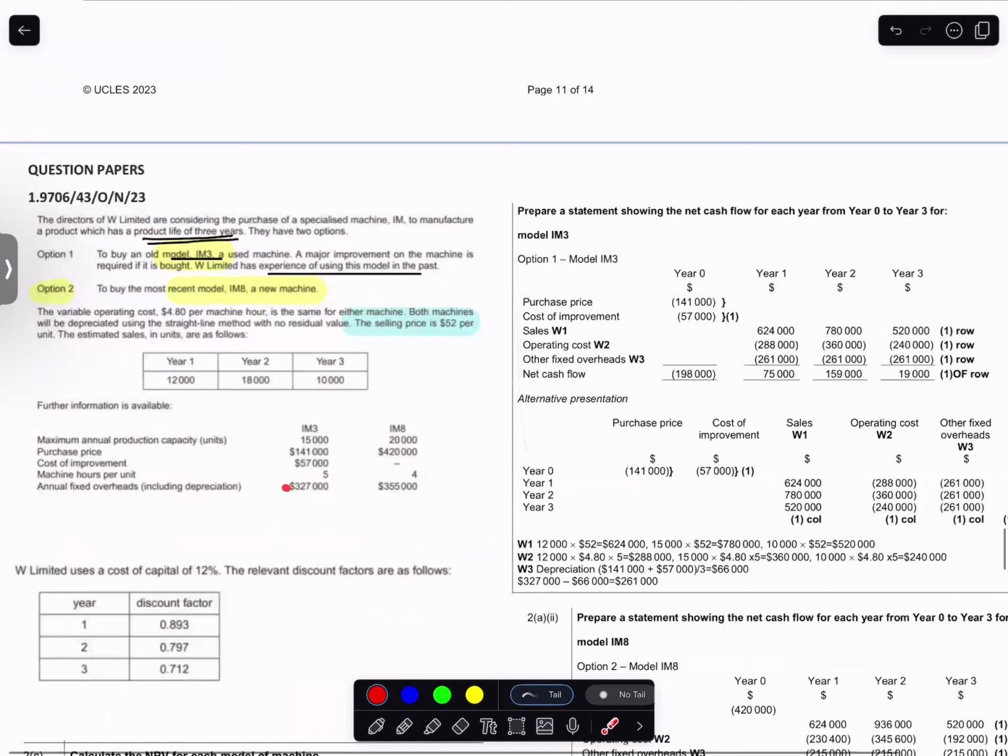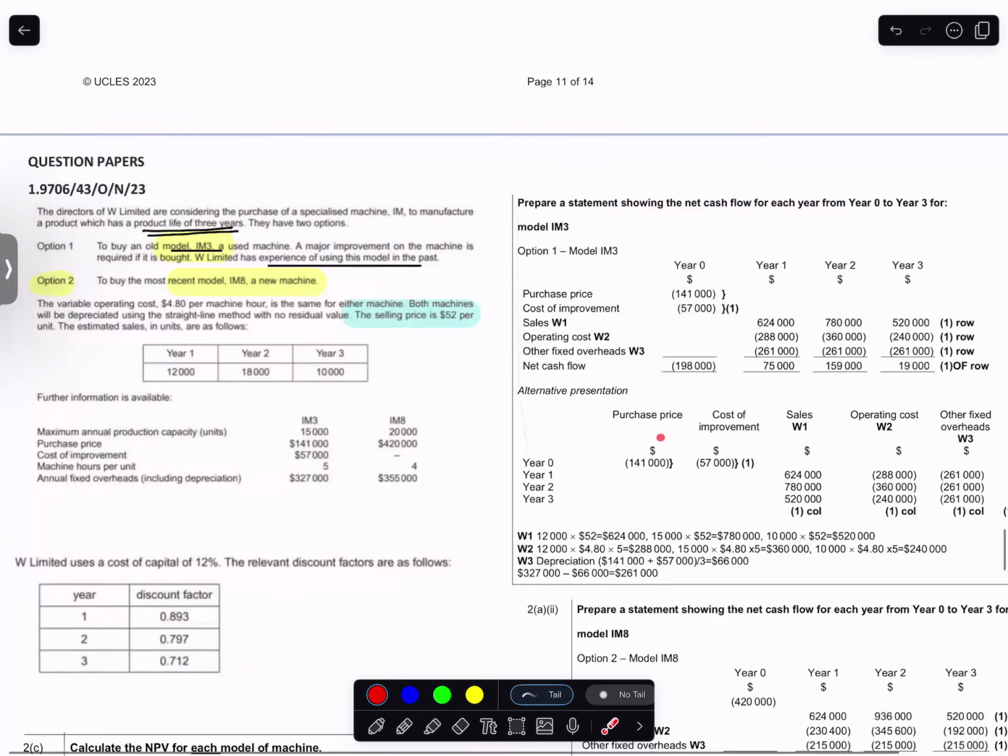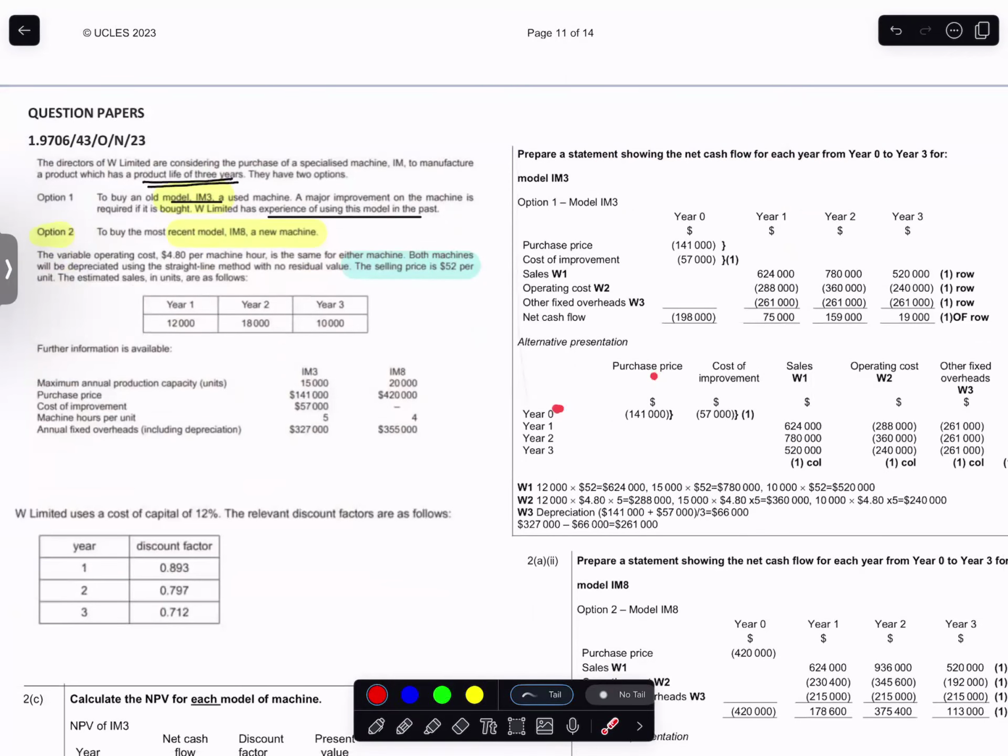So what was the first question that they have asked? Prepare a statement showing the net cash flow for each year from year 0 to year 3. Okay. How do you do that? Year 0, 1, 2, 3. I did it in the alternative presentation. So you have the year 0, 1, 2, and 3.